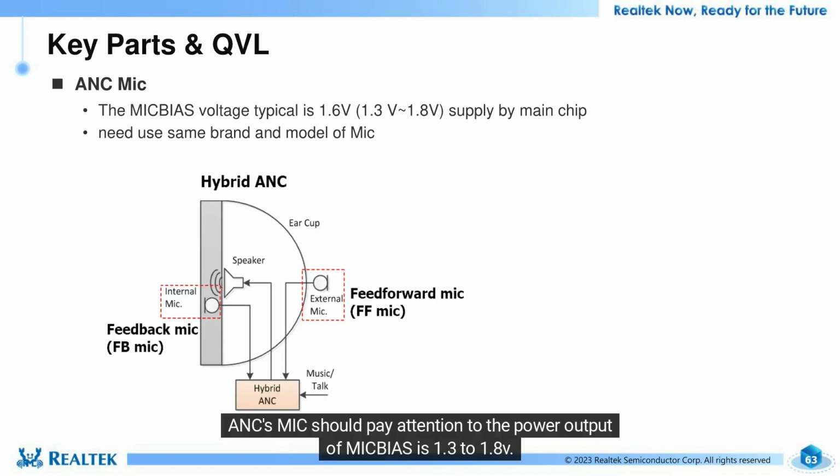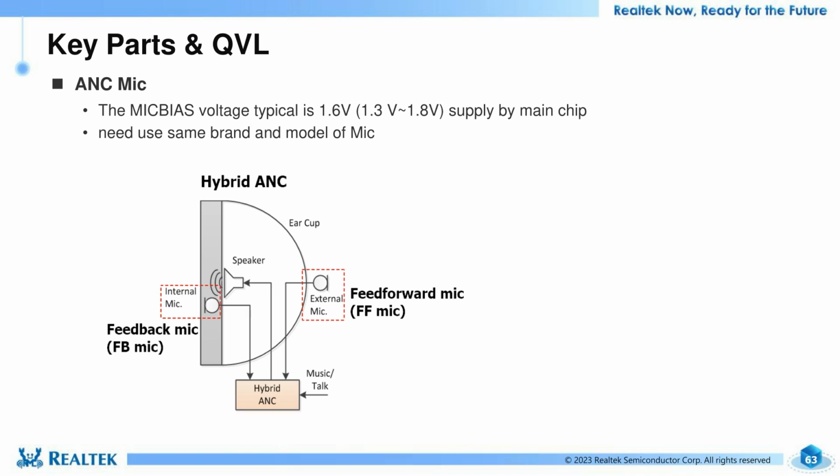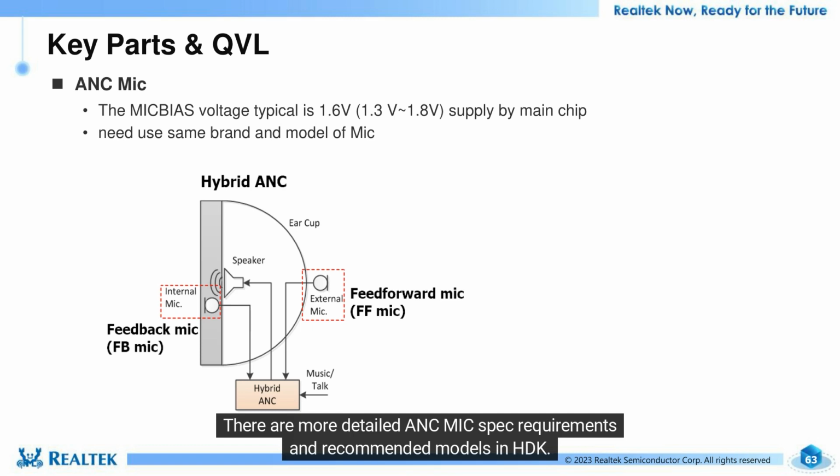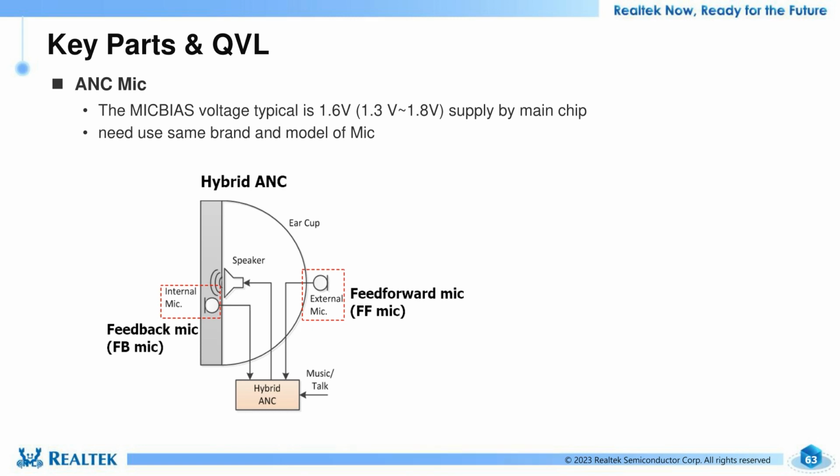For ANC mic, you should pay attention to the power output of mic BIAS is 1.3 to 1.8 V. The typical is 1.6 V, and the spec of the mic should be able to work under this voltage. In addition, the mic model and brand of the left and right ear should be the same. There are more detailed ANC mic spec requirements and recommended models in HDK. I won't go into details here.